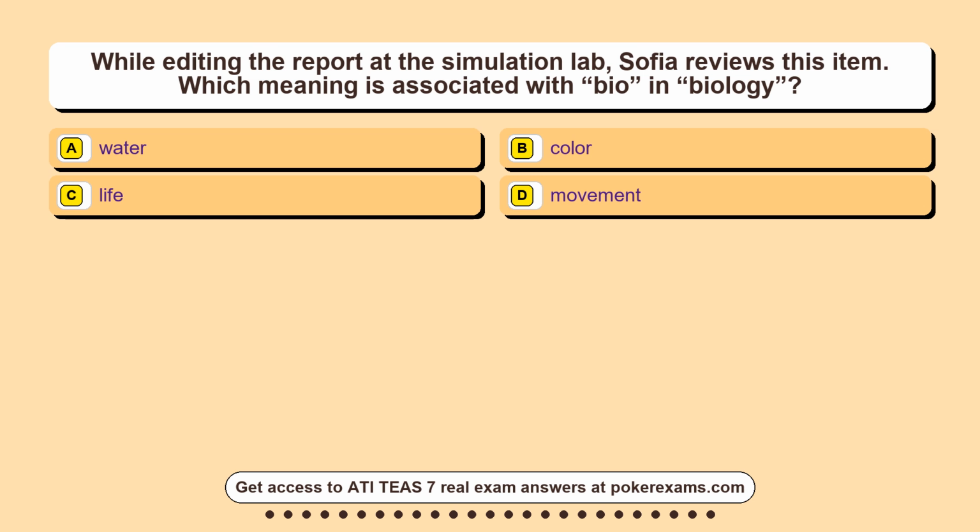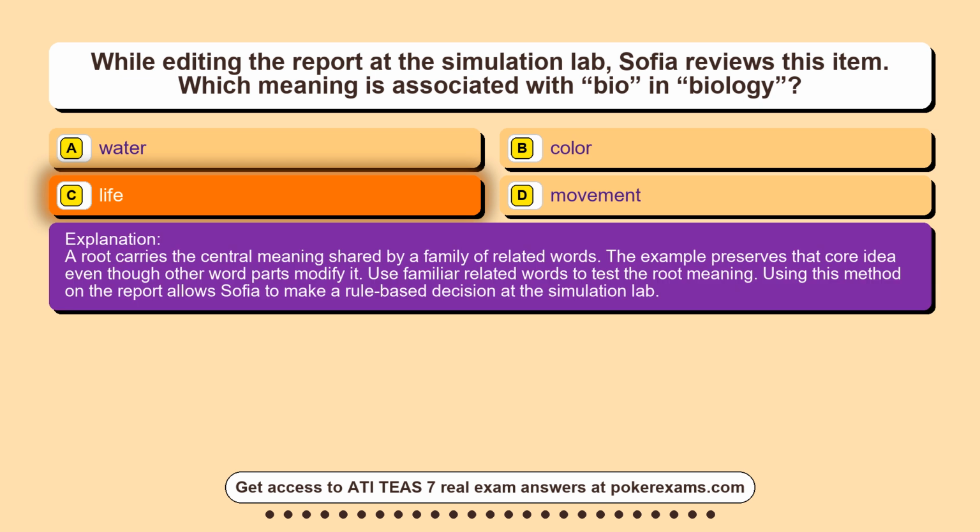Question 23. While editing the report at the simulation lab, Sophia reviews this item. Which meaning is associated with bio in biology? Option A, water. Option B, color. Option C, life. Option D, movement. The correct answer is option C, life.